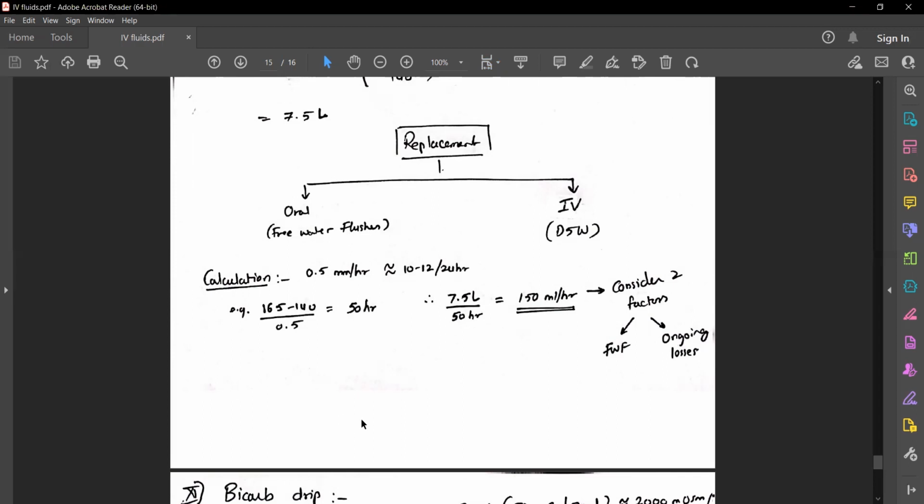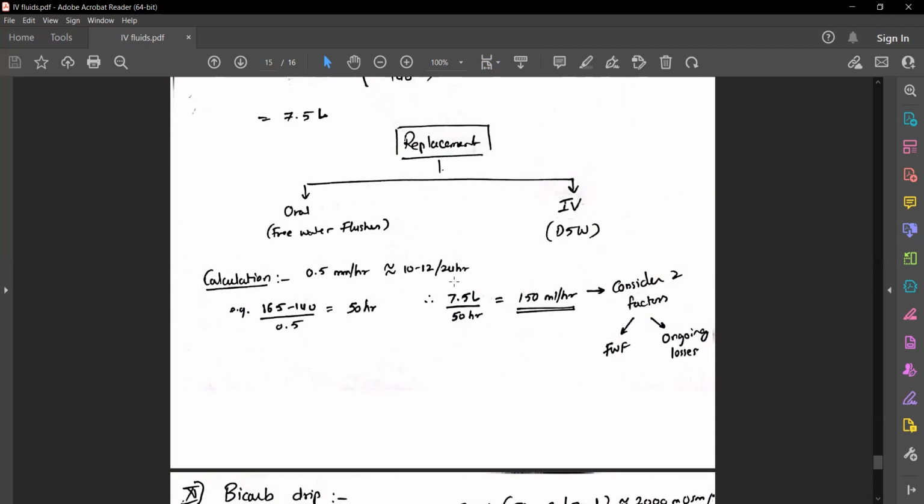Now, how much do you want to correct? Remember that in case of chronic hypernatremia, you will not suddenly correct someone's sodium, let's say from 165 all the way to 145 or 135 immediately, because this can lead to cerebral edema. So your goal of correction is about 10 to 12, or not more than 12, over a period of 24 hours.